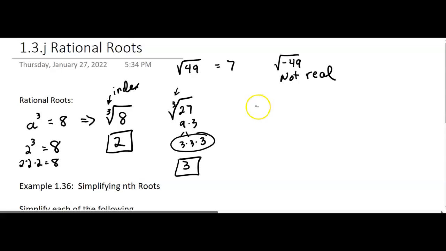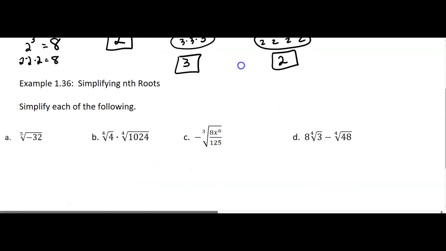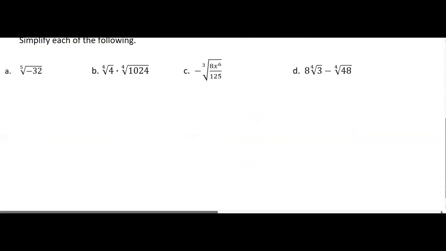Let's say you have the fourth root of 16. Well, 16 is 4 times 4, and 4 is 2 times 2, another 2 times 2. So you'd have to have a group of 4, but you do. So the fourth root of 16 is 2. Okay, but that's the idea we're going with here. So you're not necessarily going to have a square root. You could have a different index. You could have a cubed root, a fourth root, a fifth root. They go higher, but let's see what we have.